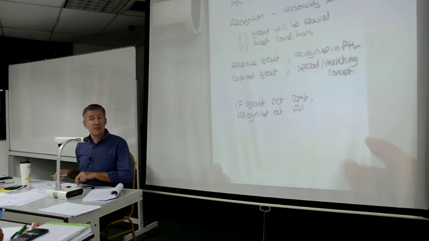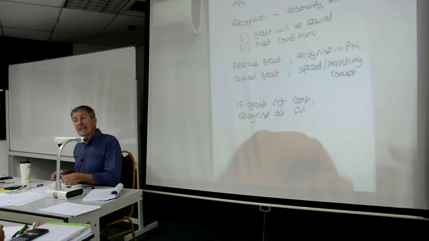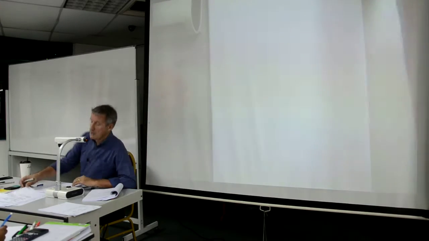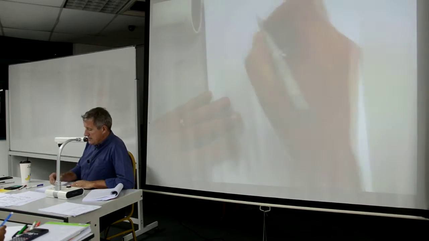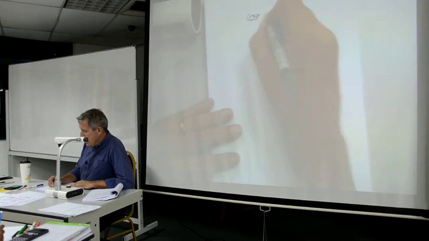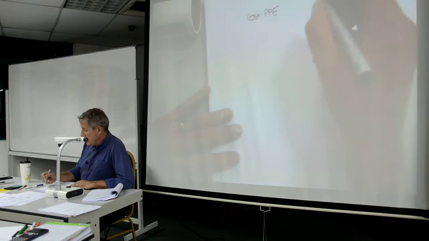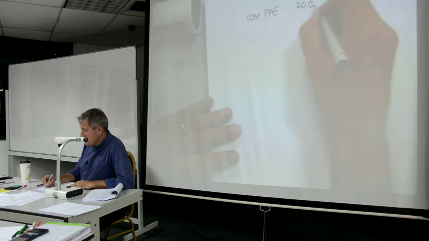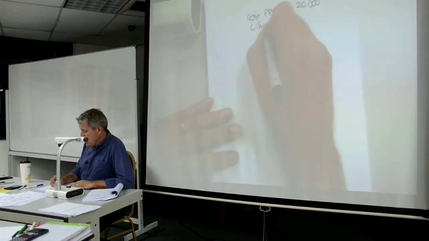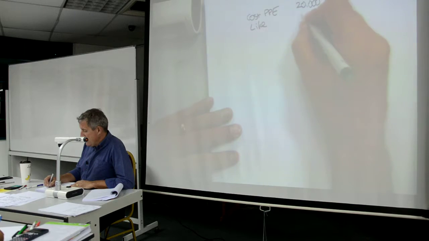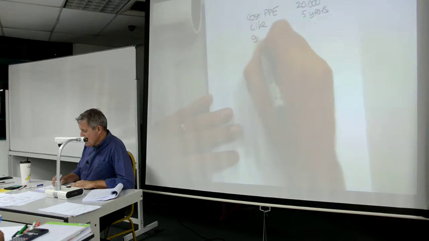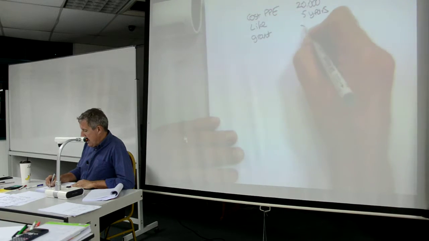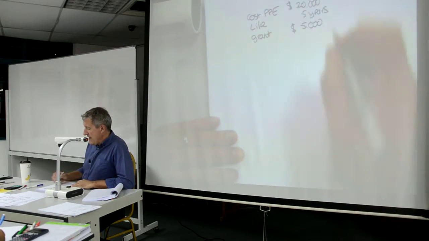Now, strictly speaking, there are 2 ways of dealing with a grant that is a capital grant. But I don't want to tell you what those ways are. I want to show you what those ways are. So let's have an item of plant which cost us, for sake of argument, 20,000. Let's keep it simple and say the life of the asset is 5 years. And let's say that we have a grant that we think we are eligible for and we are going to receive, which is $5,000.